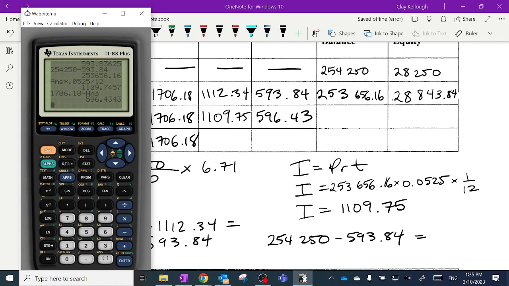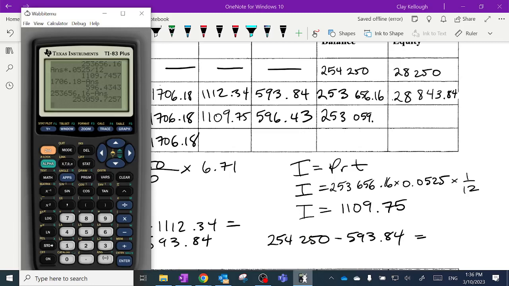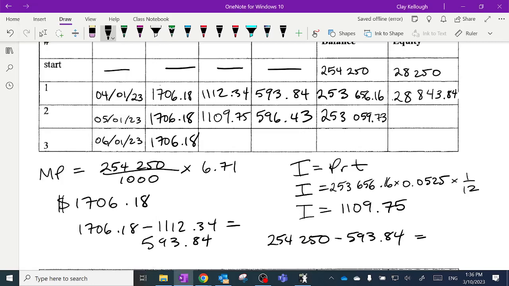So all I've got to do is type this one in, 253,656.16 minus that last payment I just made. 253,059. Oh, it's getting smaller every time. And 73 cents, I guess I'll round that to. There we go.